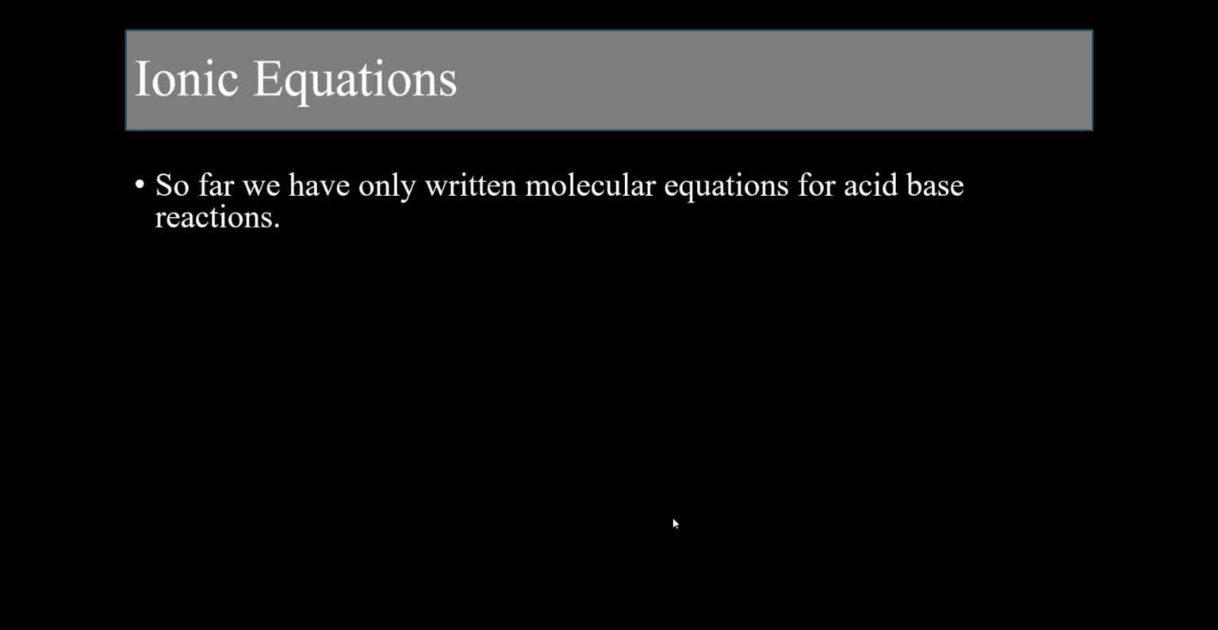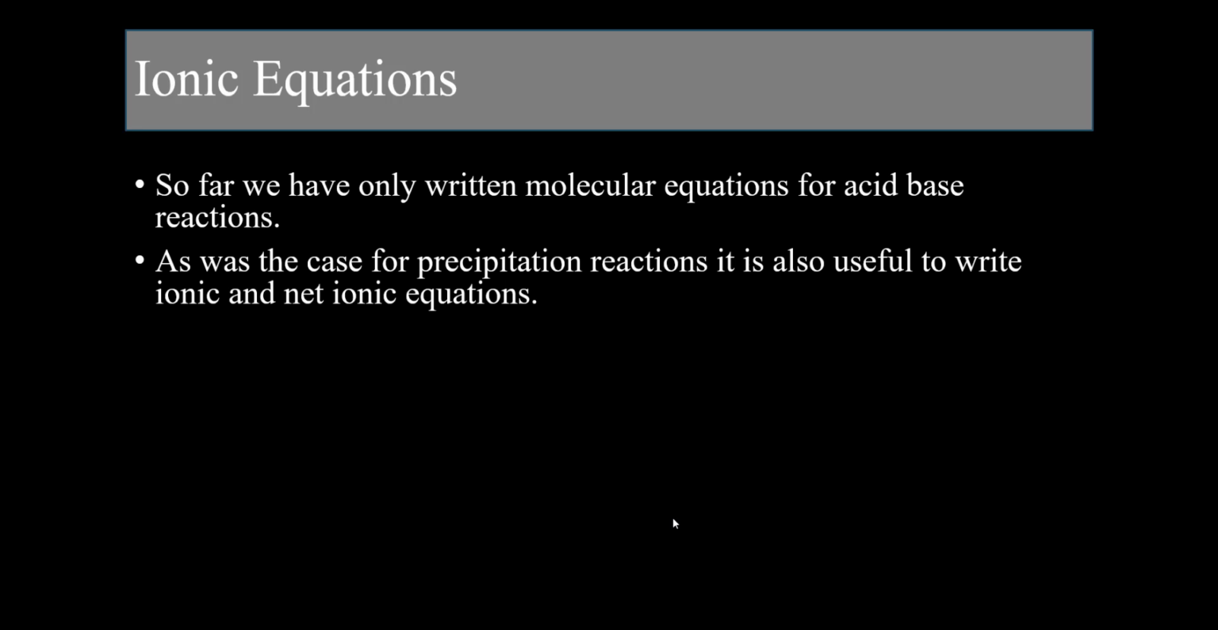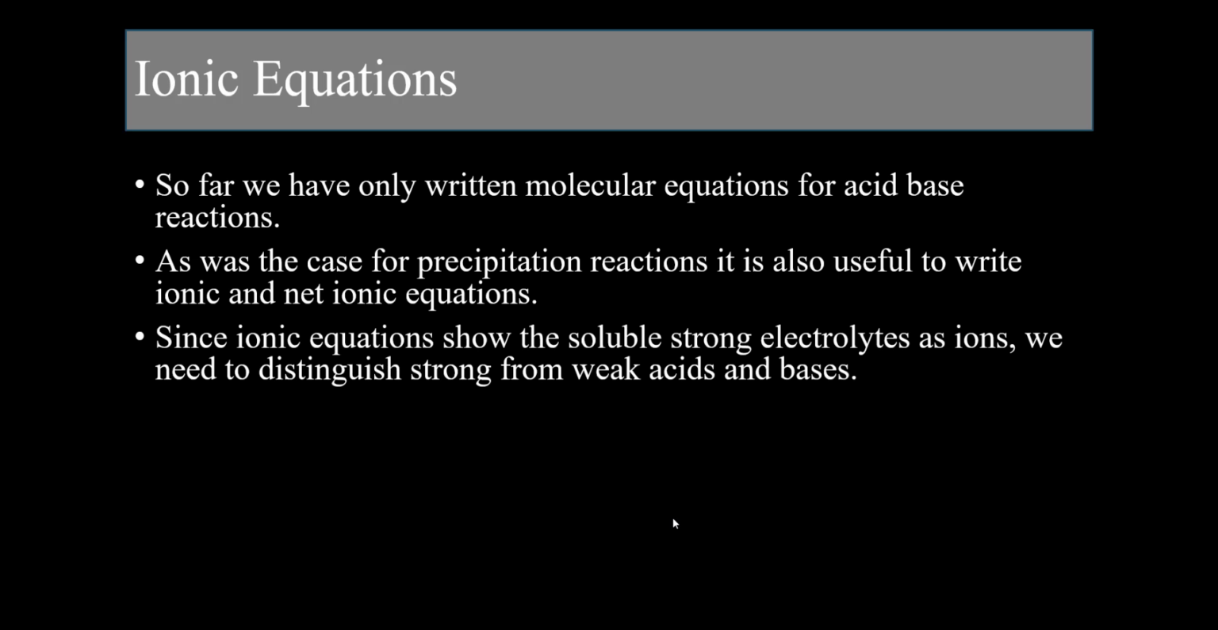As in the case with precipitation reactions, we started off with writing just molecular equations. We did the same for the acid-base reactions. We just wrote molecular equations in 4.3 part 2. However, again, like precipitation reactions, it's also kind of nice to keep track of what the ions are that are actually in the solution, and also to write net ionic equations to show what actually is happening, which positive and which negative ions are actually coming together and what's happening to them.